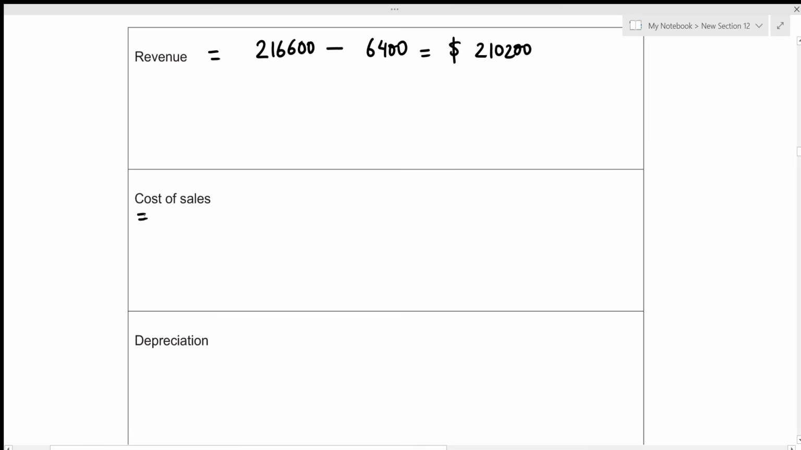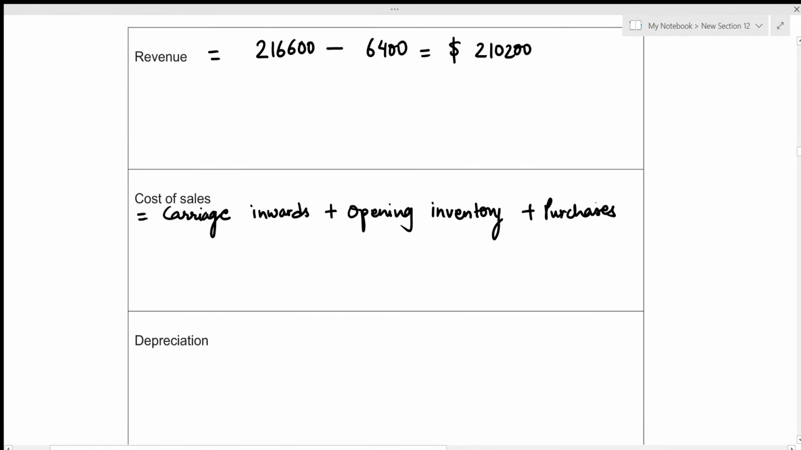So the first one was carriage inwards. We obviously add the amount in cost of sales. Then we had opening inventory. We again add the opening inventory value as well. Then we had purchases, which again we add. Then we had return outwards. We subtract that value. Then finally we had our closing inventory, which should be subtracted as well.